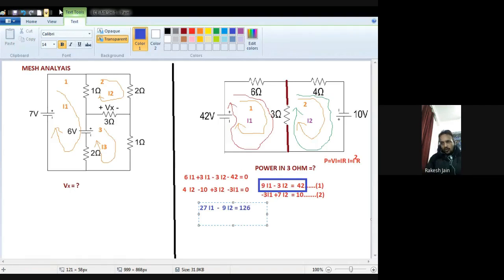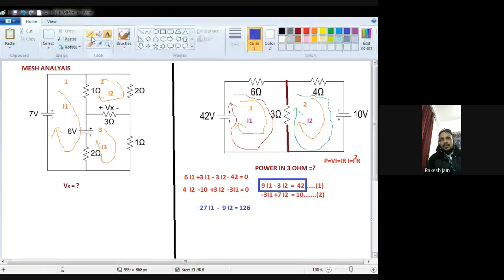To solve these two equations, we have to multiply by something. Either multiply the second equation by 9 or the first equation by 3, so that I1 and I1 will cancel out, and we will find the answer for I2. Then put the value of I2 into any equation, and you will find the value of I1. You have already seen this in 10th class. Now multiply this second equation by 9. I also mention this so that you will not be confused about what I did.